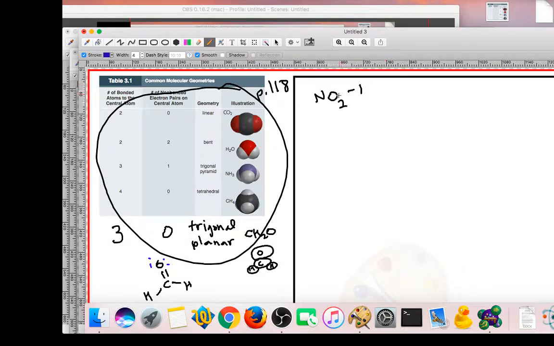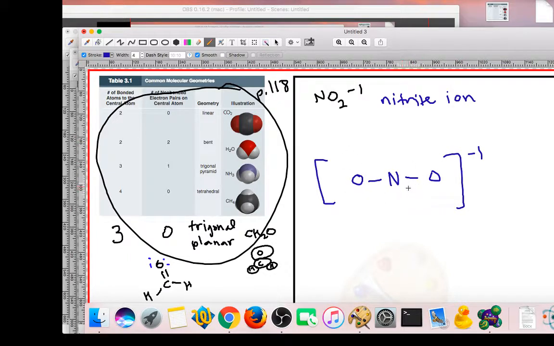My molecule is going to be the nitrite ion. Nitrite ion. First, I got to draw the Lewis structure. Put the first atom in the middle, put the other atoms around it, hook them up like that, give the negative charge. This is -1, so I'm going to put -1 outside the brackets to make sure that we all know this is negative. Why is that important?